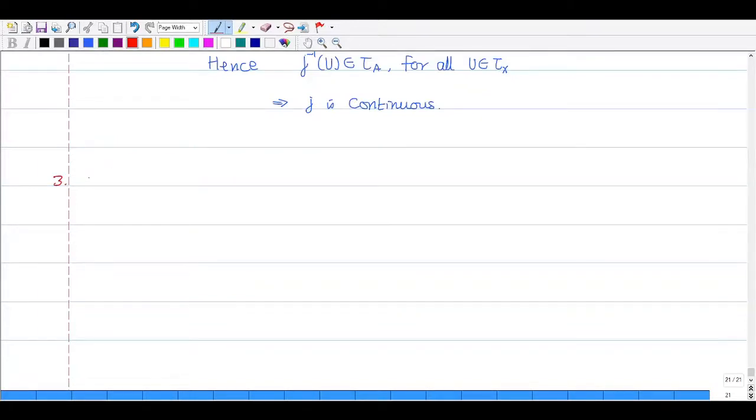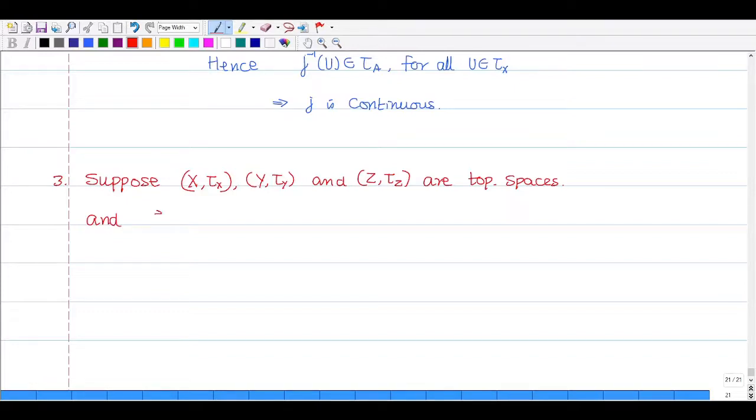Suppose (X, tau X), (Y, tau Y), and (Z, tau Z) be topological spaces, and f is a function from X to Y, comma g is a function from Y to Z, are continuous functions.